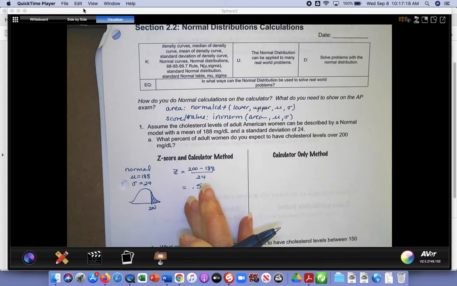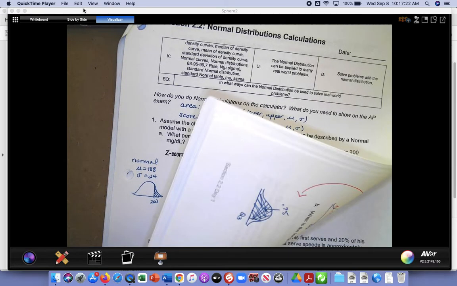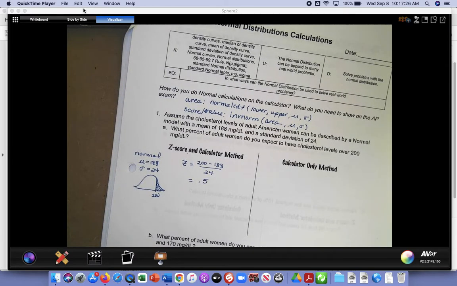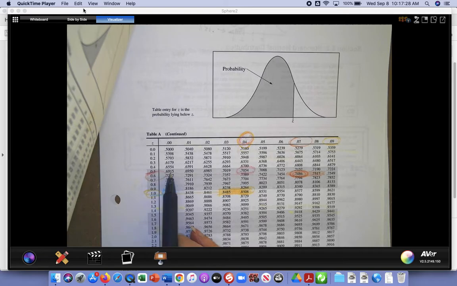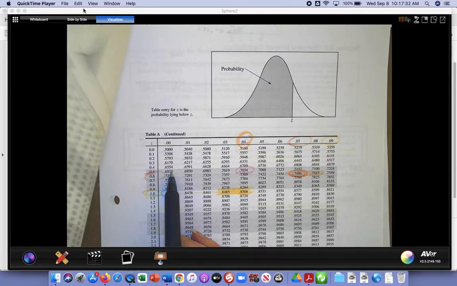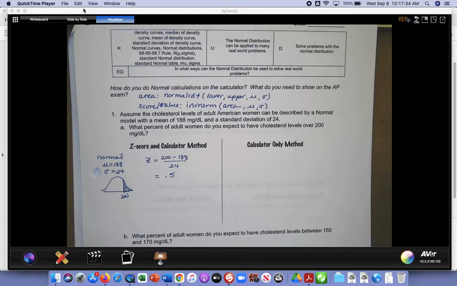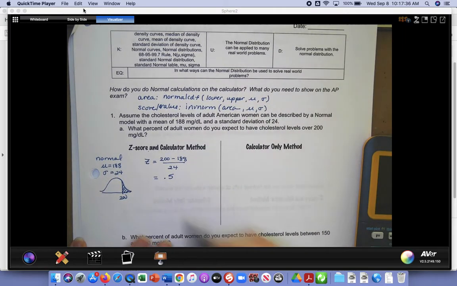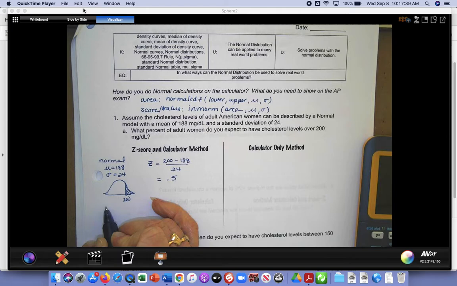Now on the warm-up, what you did is you had a z-score, so you went to your chart. You had 0.5, you found this area right here, but then you had to do 1 minus that because you wanted the area to the left. Well, on the calculator, here is what I would do.